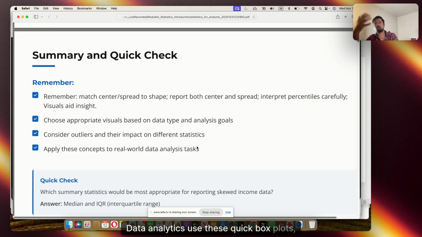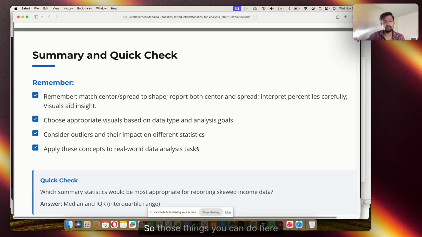Use quick box plots, bar plots, histograms, mean, mode, median, standard deviation, variance, range, IQR, detect outliers, and use this information to answer some key questions. Take one data set, apply these descriptive stats, and come up with something. What you have identified, what kind of outlier you have seen, what kind of treatment you can apply to those kinds of outliers. Those things you can do.